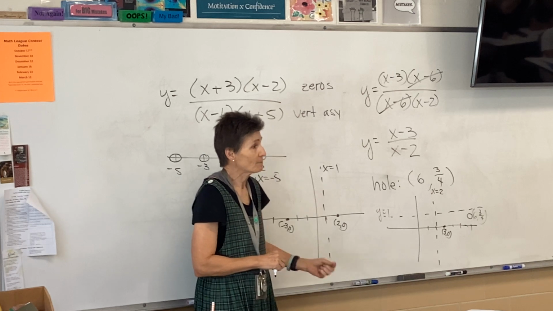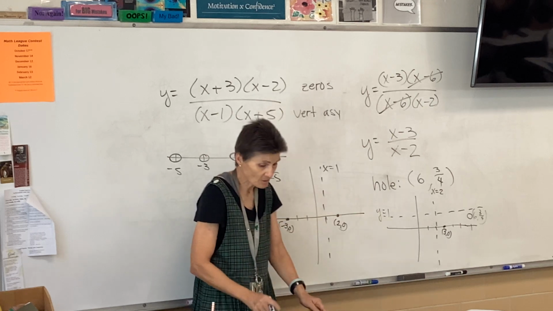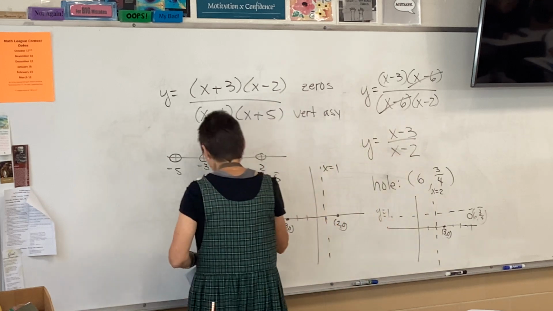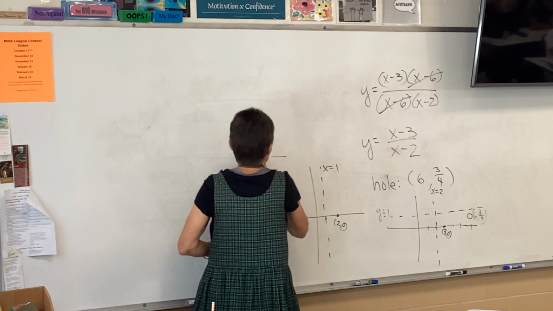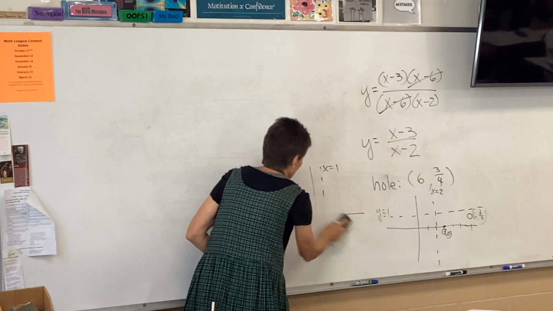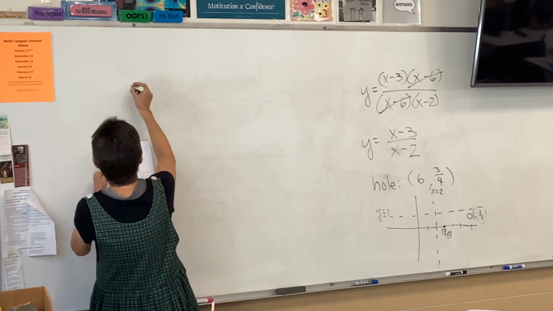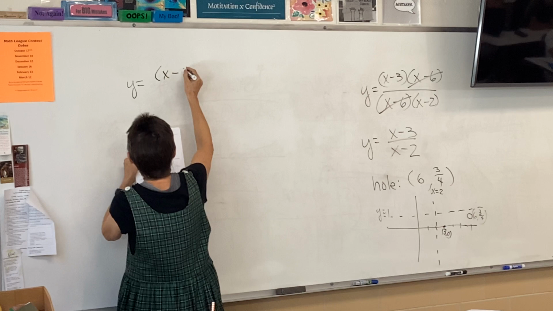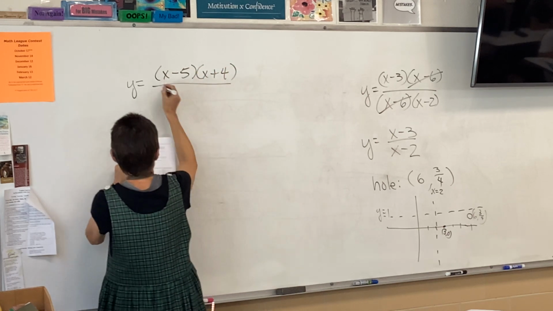Why did problem number 1 not have a hole? Nothing canceled out. Okay. Let's look at number 4. What do you think we're going to do with number 4? Factor it. We're going to factor it. Always factor, gang. Always factor. Sometimes it will help, sometimes it won't, but you've got to factor to get all the facts of the problem.